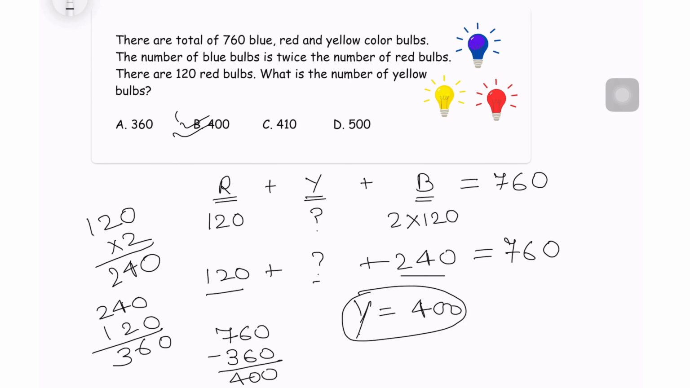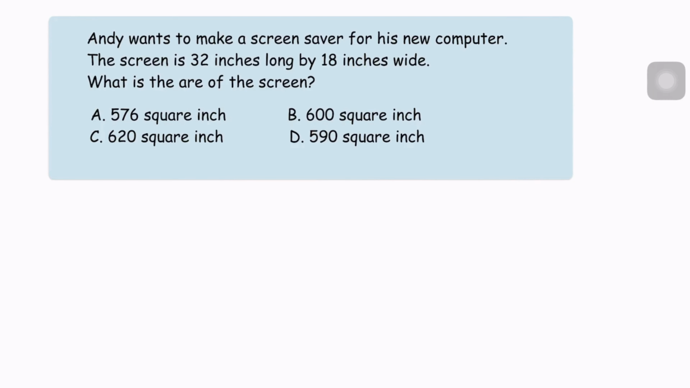Option number B. You can give 1 mark to yourself if you got option B, 400, as the answer. This is the next question. Try this question, and then we will solve it together.